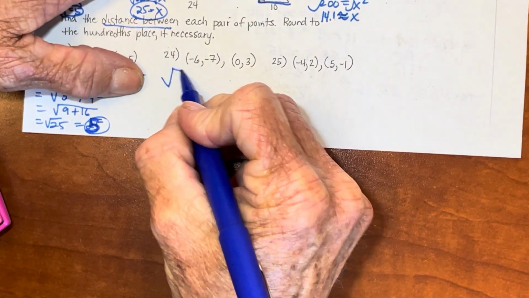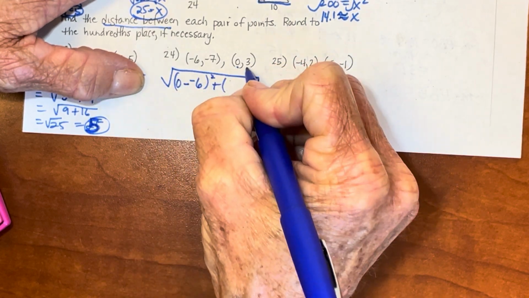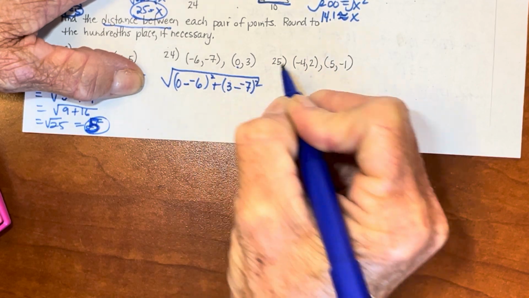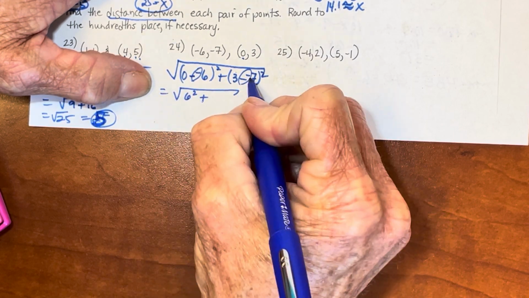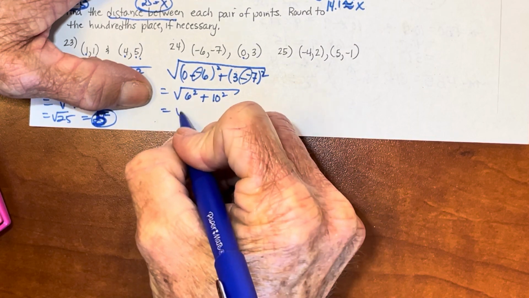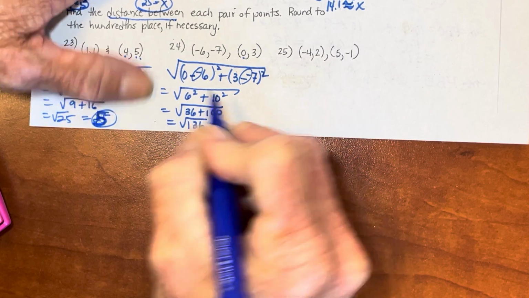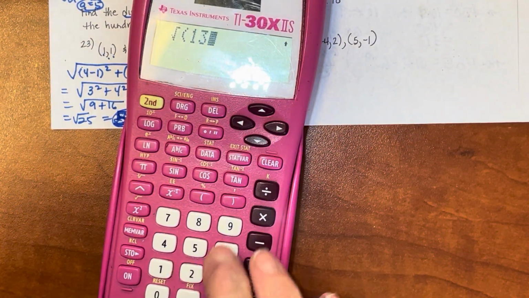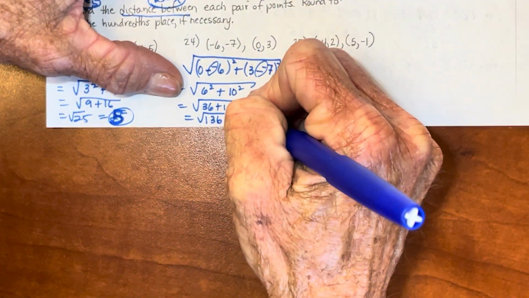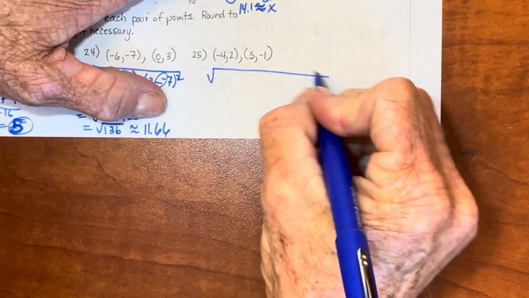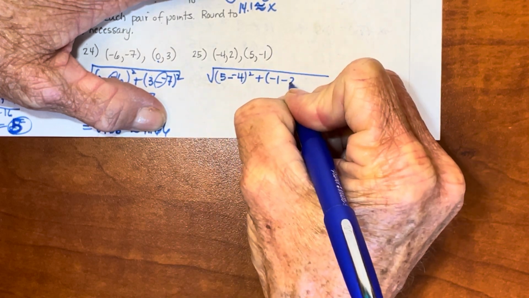In number 24, we have the second x minus the first x squared plus the second y minus the first y squared. Both of these will become addition. So we have the square root of 6 squared plus 10 squared. That's going to be the square root of 36 plus 100, or the square root of 136. And that's not a perfect square. And rounding to the hundredths place, it'll be 11.66.